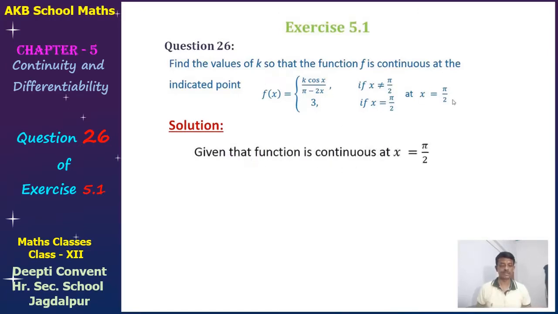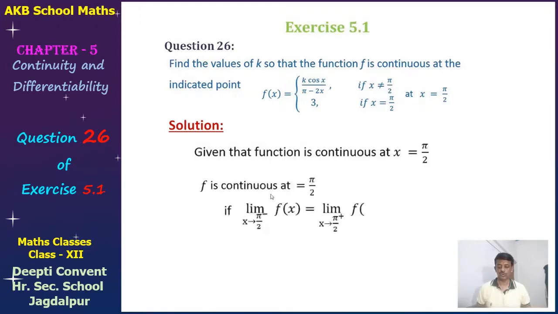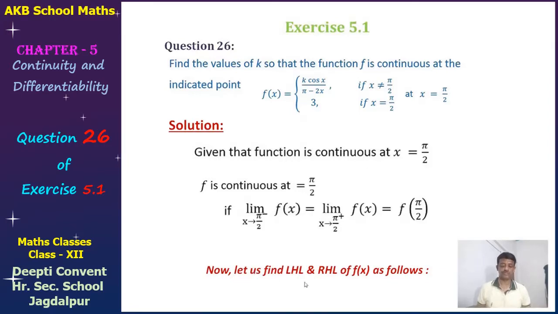Given that the function is continuous at x equal to pi by 2, here at x equal to pi by 2 the value of the function is 3 and for not equal to pi by 2 this is the value, means left hand limit and right hand limit for both this will be used for pi by 2. f is continuous at x equal to pi by 2 if left hand limit, right hand limit and value of the function will be equal. Here for left hand limit and right hand limit you have to use this value, because as this is not equal, means left and right ke liye bhi yahi value hai. So let us find left hand limit and right hand limit as follows.